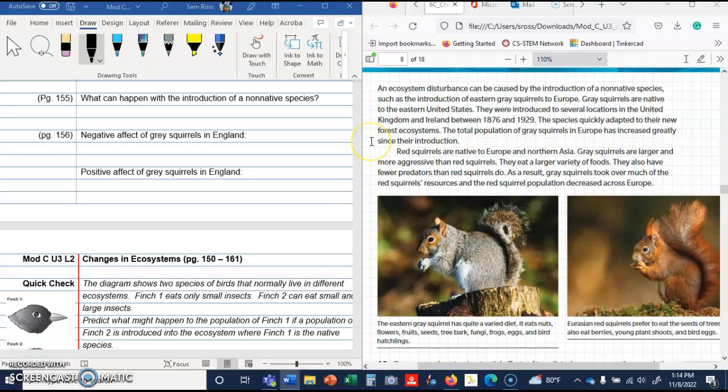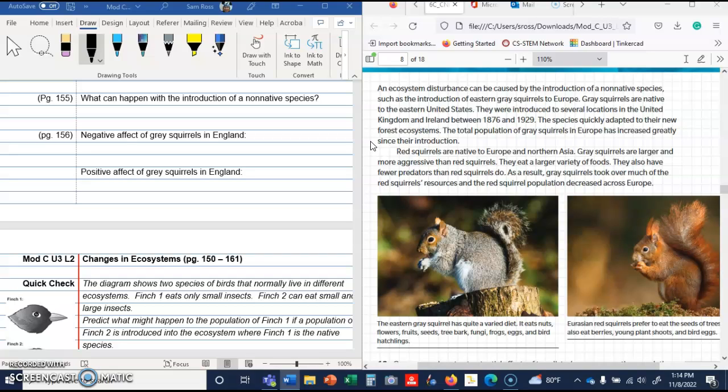So let's see. Introduced to several locations, species, total population. Red squirrels are native, larger. The gray squirrels took over much of the red squirrels' resources, and the red squirrel population decreased across Europe.